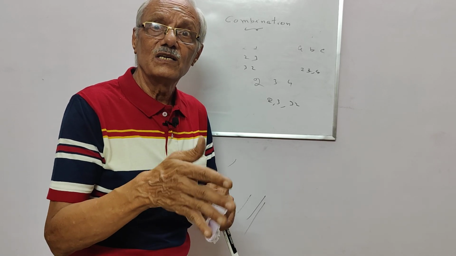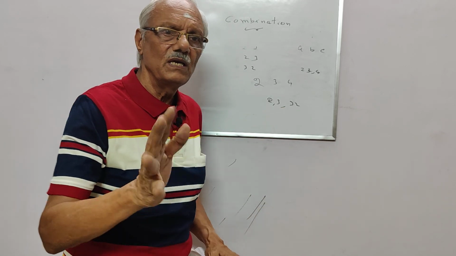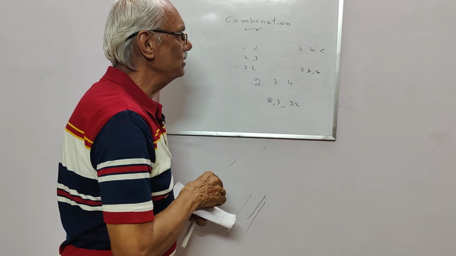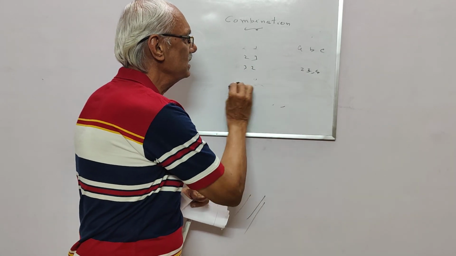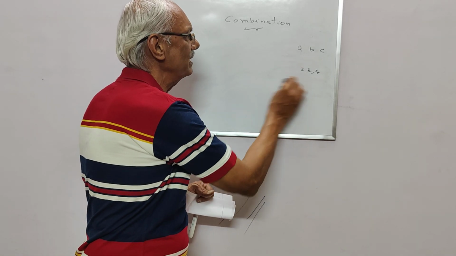Here the selection of elements mattered, but in this combination, it doesn't matter at all. So in a combination, whether it is AB or BA, or BC, it is not going to matter at all.